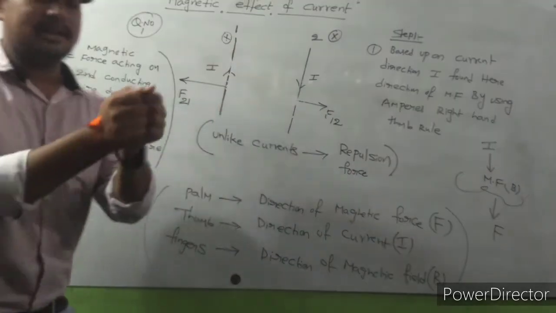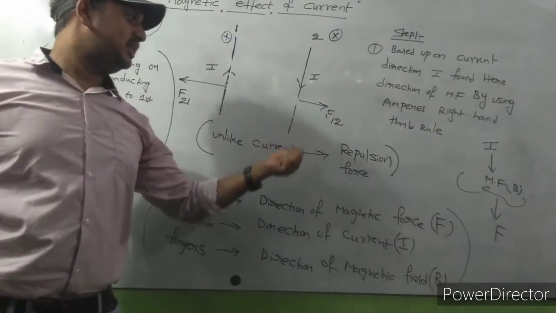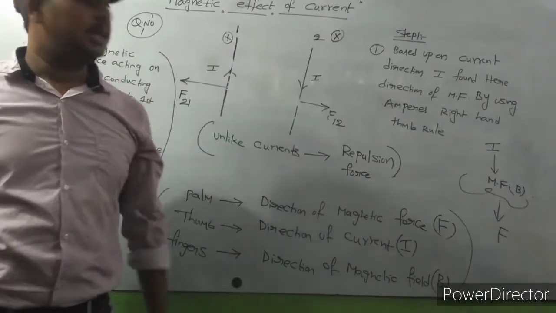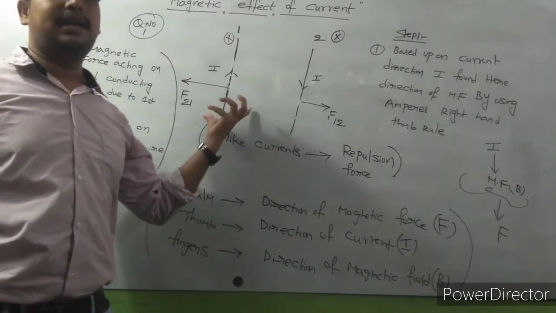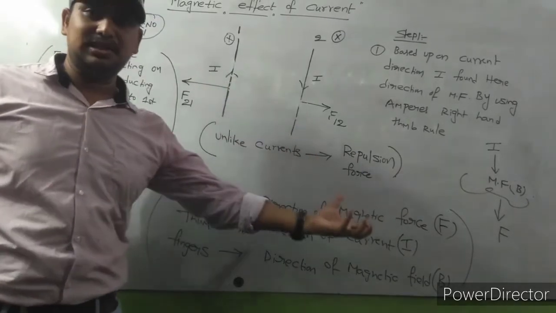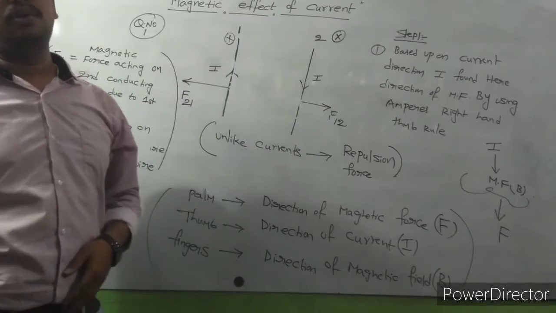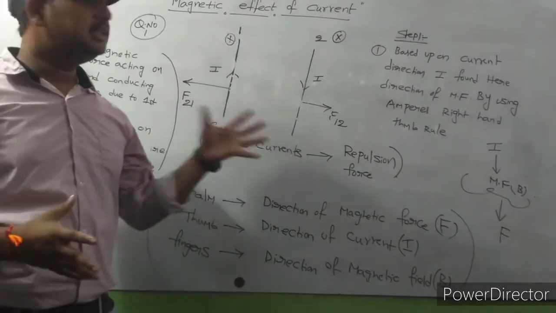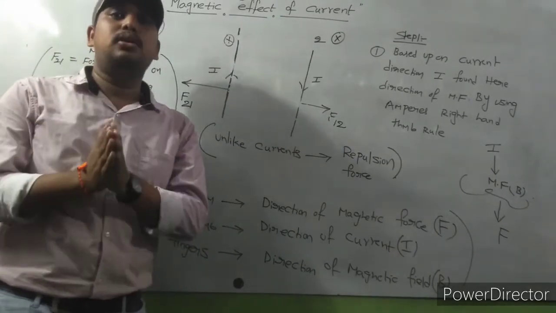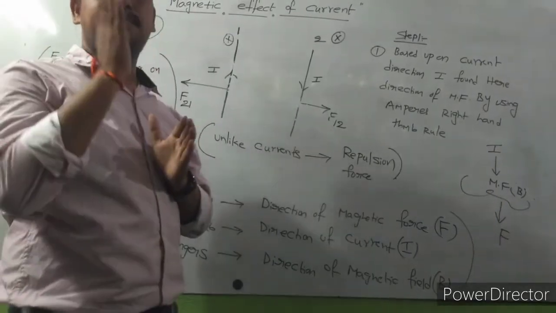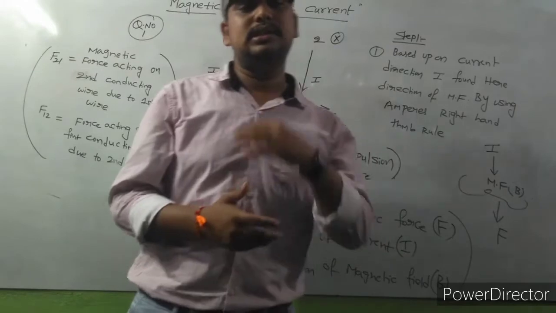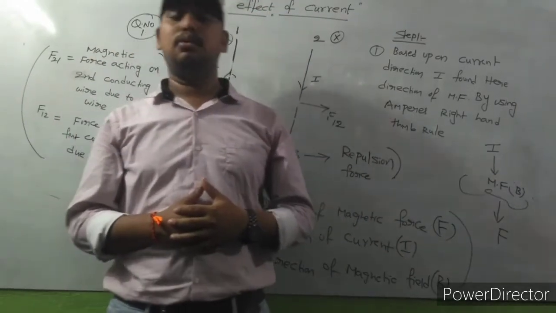Here two forces are acting in opposite directions. That's why this force is a repulsive force. These currents are unlike currents. Unlike currents produce repulsion force. So this is an example of Fleming's right hand palm rule.